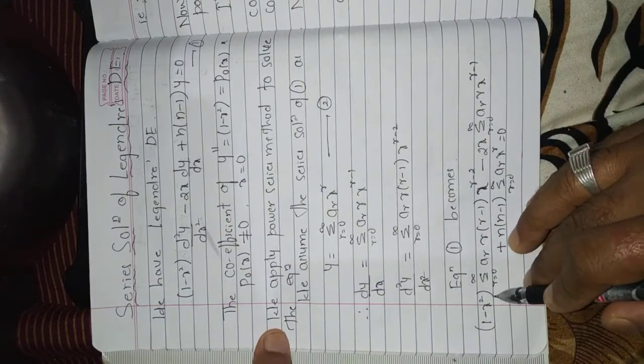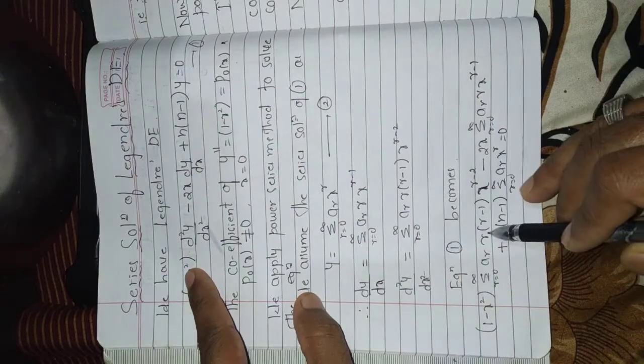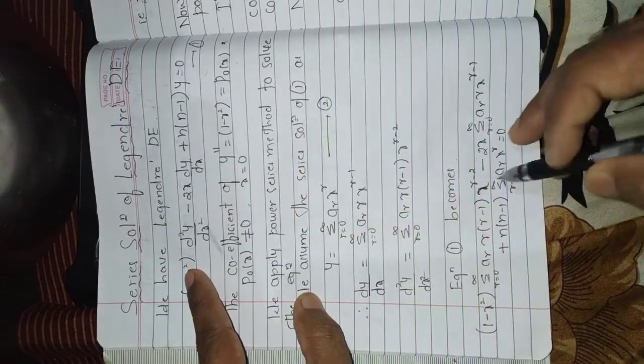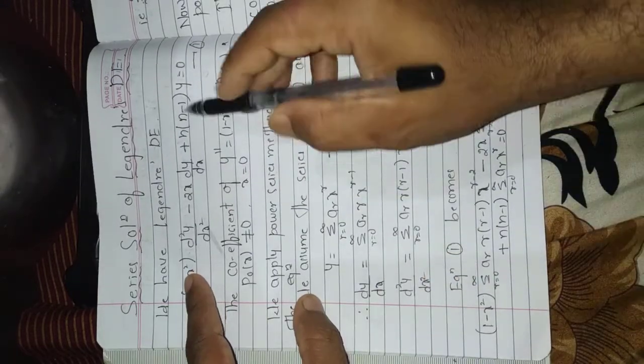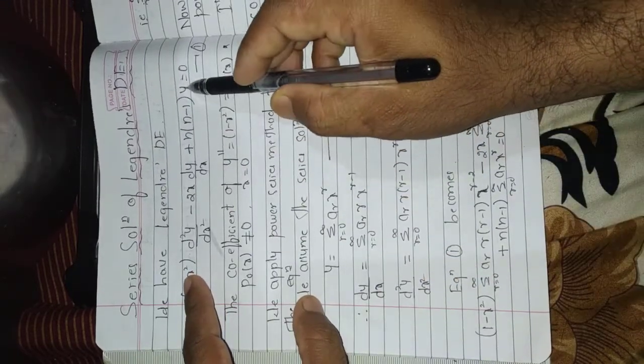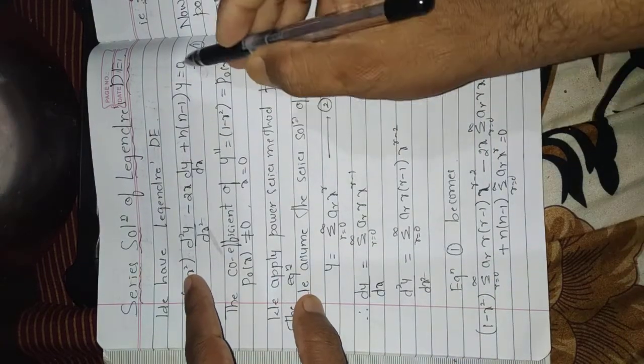Go on substituting, taking this as it is, substituting the value of this term here. Then similarly minus 2x as it is, substituting the value of dy by dx. Then again n into n minus 1 as it is, substituting the value of y as this term. Okay, is equal to 0.